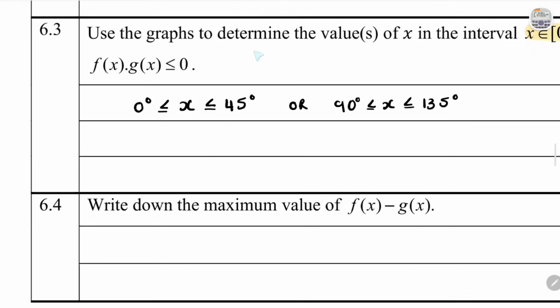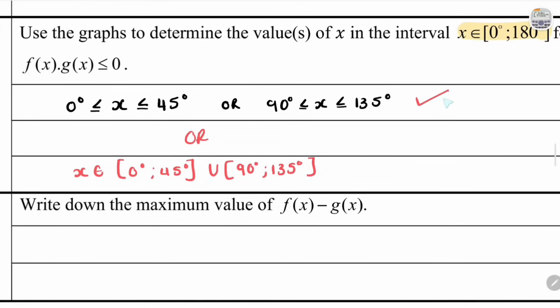Okay, and of course we can also write these in interval notation, and that would be where x is an element of, we're going from 0 to 45 degrees, but remember that these are actual included values because x can be equal to 0 degrees and equal to 45 degrees. So we'll use square brackets here, and then we can say union, and here we'll say it's going from 90 degrees to 135 degrees, and we also use square brackets.